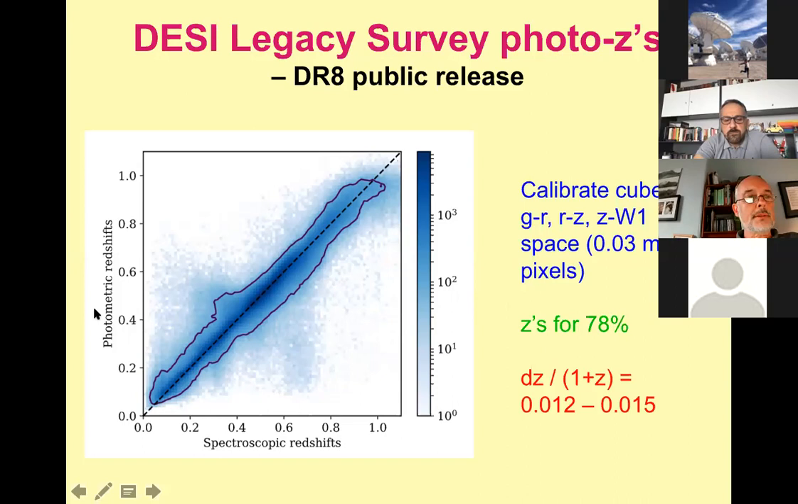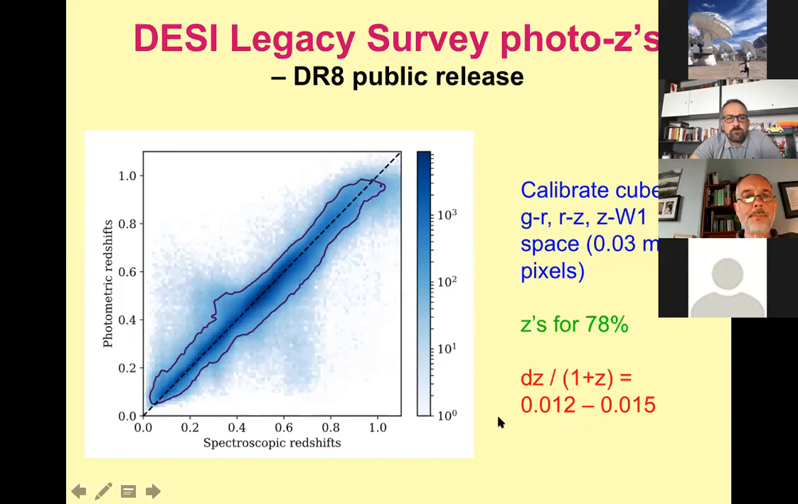And you can go out to redshift one with this data set, and the fractional error, the way it's normally expressed, the RMS error in the redshift divided by 1 plus Z, is 1 to 1.5%. So you know, for photometric redshifts, this is not bad quality at all. And this is a logarithmic scale. So you see there are some outliers, but at a tiny fraction of the overall sample.